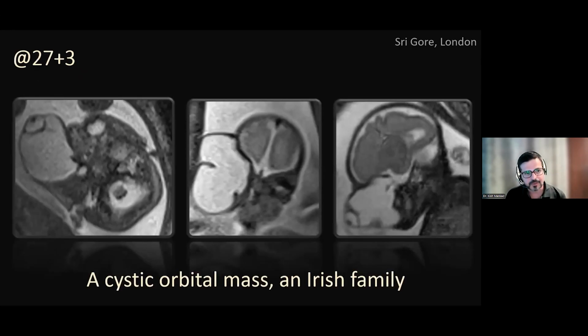So first of all, the first case was initially scanned at an early gestation of 27+3, an Irish family, a large cystic orbital mass. This is a case from UCLH. Kelly will remember quite well. We had a lot of discussion between the two hospitals because the ophthalmologists and the pediatricians are at GOSH, and the other center was involved instantly. And of course, a wide differential could be entertained.